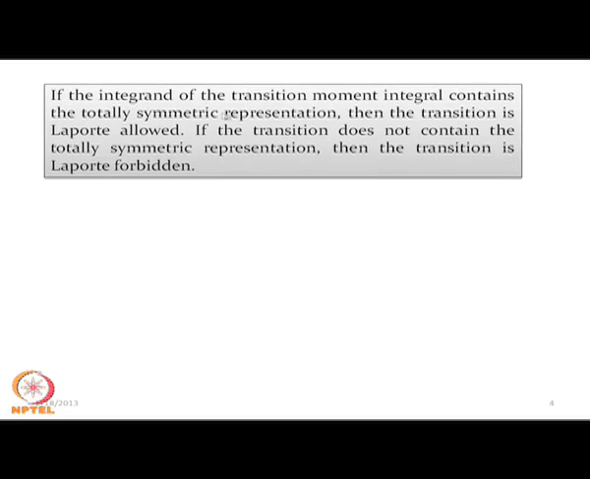So, if the integrand of the transition moment integral, which we find from one level to the other, contains the totally symmetric representation, which is related to the symmetry from one level to the other, then the transition is Laporte allowed. Then only this particular transition will be allowed, and we get the right intensity or maximum intensity for that transition. And if it does not contain the totally symmetric representation, then the transition is Laporte forbidden.